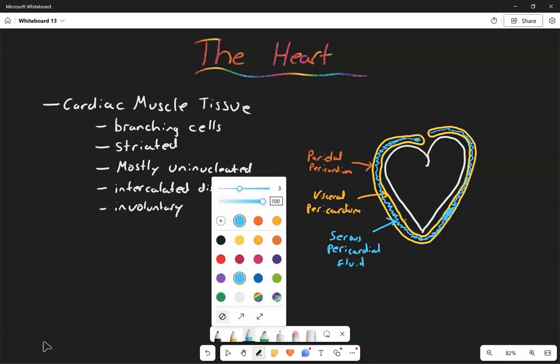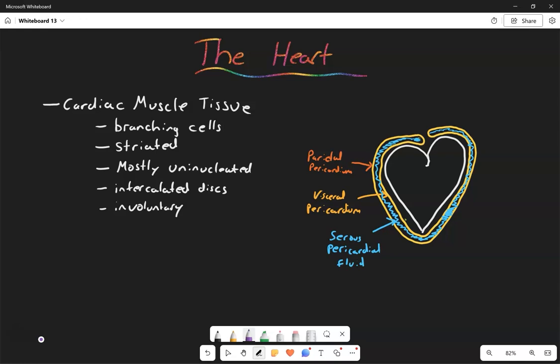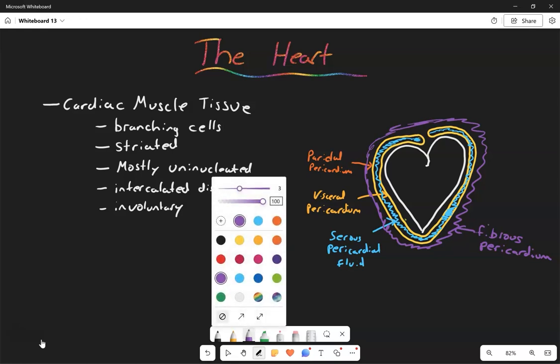Now, inside of the mediastinum, there's also some fibrous connective tissue. This is dense, irregular connective tissue that surrounds the heart like this. Okay? This is known as the fibrous pericardium. Okay? It sort of makes up the walls of that mediastinum. Okay? So you have your fibrous pericardium there in purple superficially, and then you've got the parietal pericardium, the serous pericardial fluid, the visceral pericardium, and then you have the heart tissue.